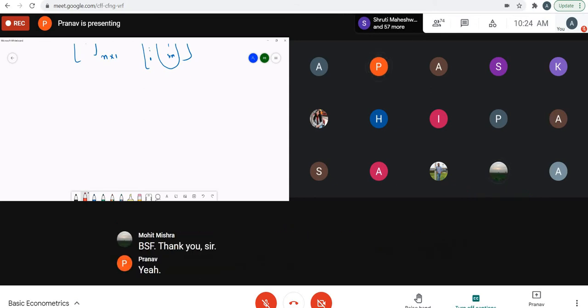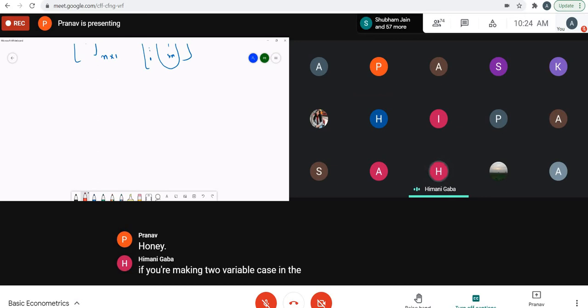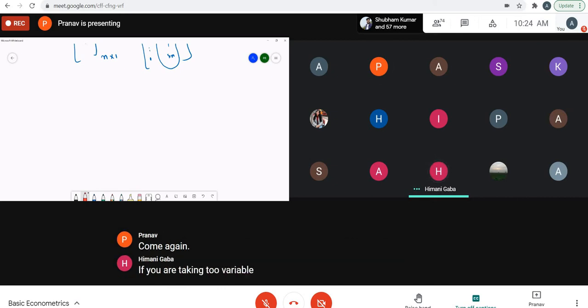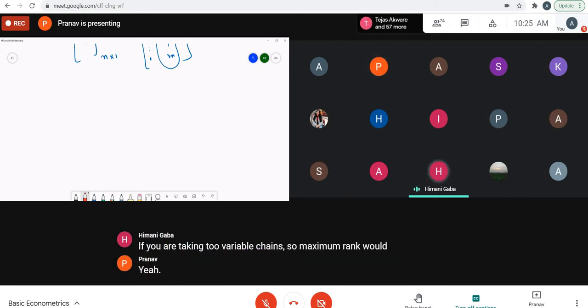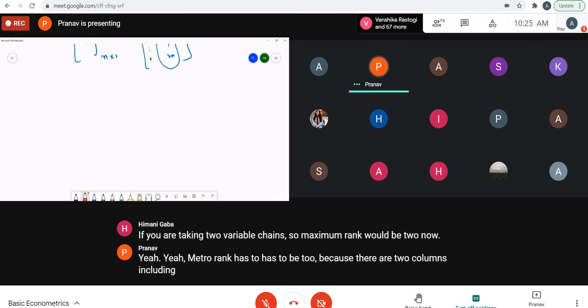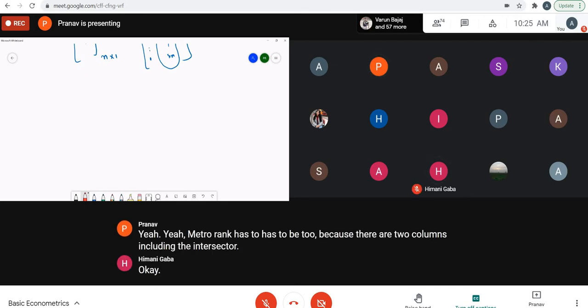Okay. So if you are taking the two variable case, then the maximum rank could be 2. Maximum rank has to be 2, because there are two columns, including the intercept term. Okay?